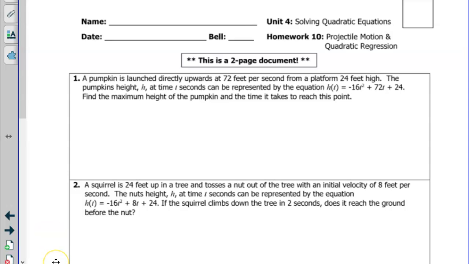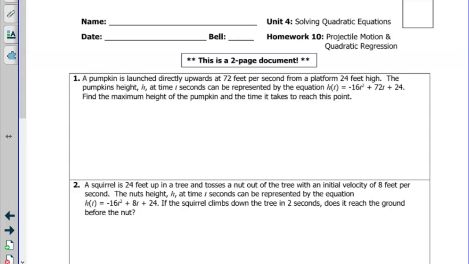72 feet per second from a platform 24 feet high. The pumpkin's height h at time t seconds can be represented by the equation h(t) = -16t² + 72t + 24. If you notice, all of these are in feet, and if you go right back to Friday, we talked about where that negative 16 came from.